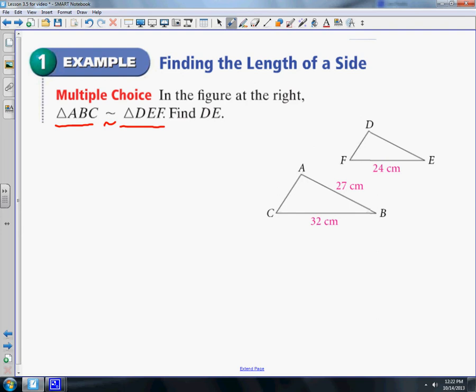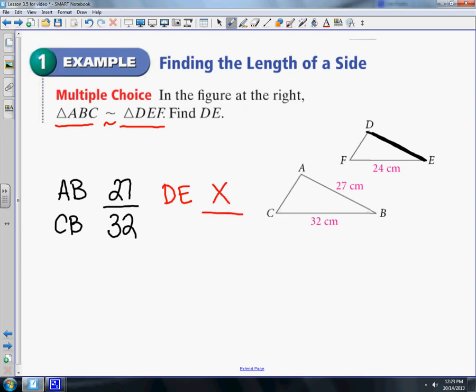So find DE. Now I have this that I'm trying to find, and how I do this is I'm going to set up a proportion. I know what AB is. That is 27. And I'm going to put that over 32, which is CB. Now, if I look at my similar figures, AB is the same as DE, which I don't know what that is. And CB, right here on the bottom, is the same as FE, which is 24. So now I've just made a proportion.